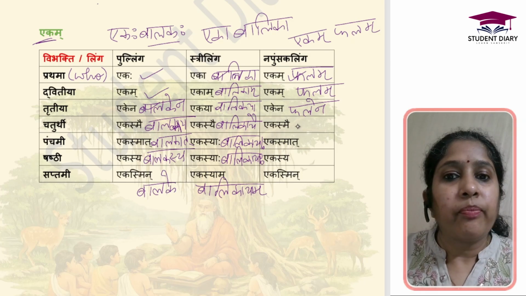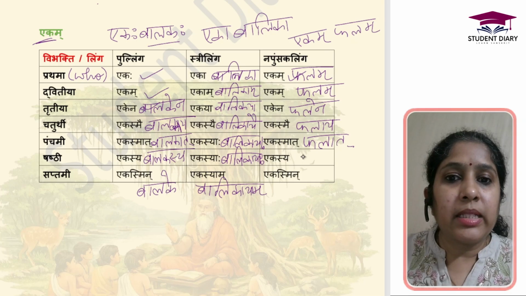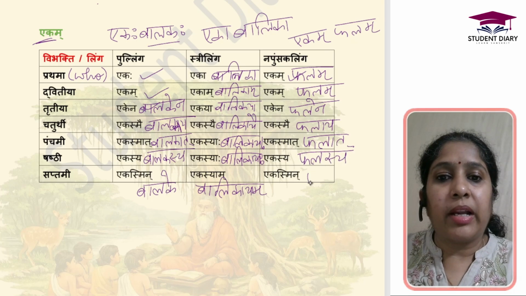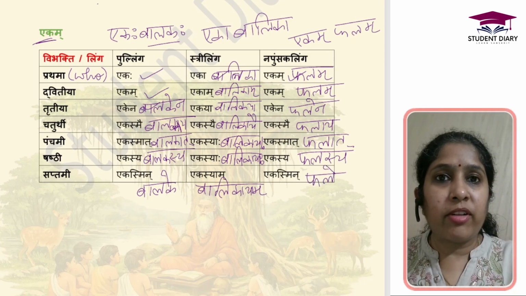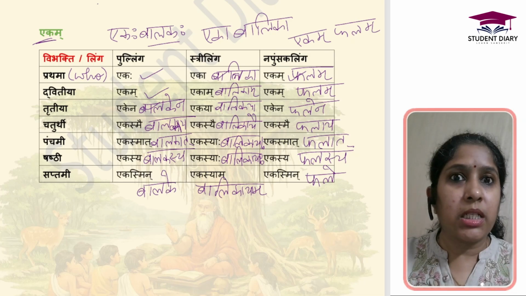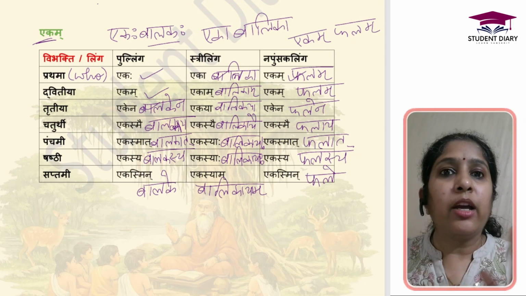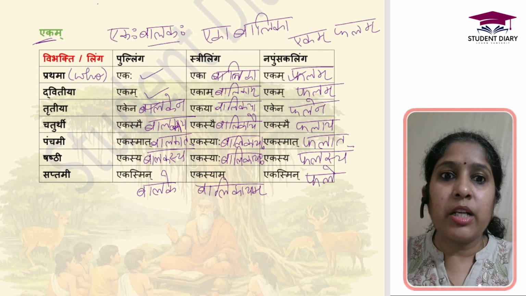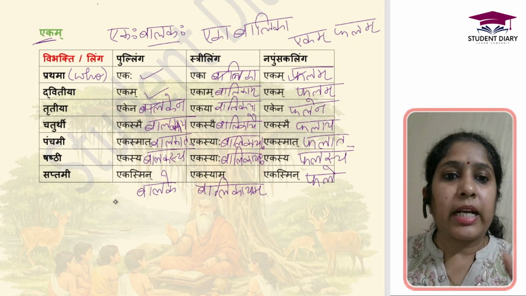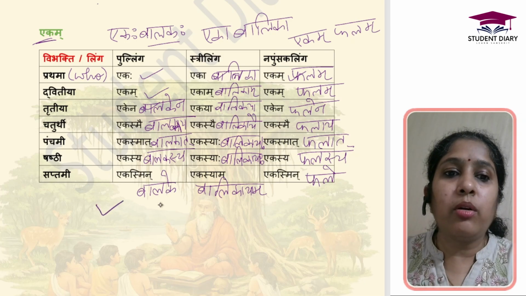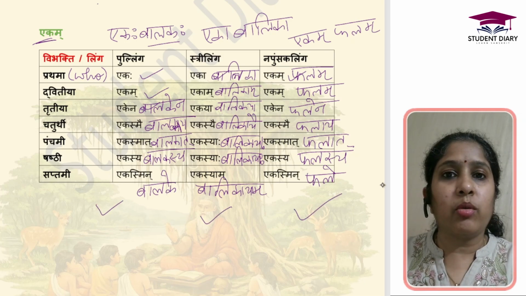So you just have to remember pulling and striling, and in napunsakling, just one word you have to remember. So it is ekasmai phalaya, Chaturthi Vibhakti. Ekasmat phalat means from one fruit. Ekasya phalasya means of one fruit. And ekasmin phale means in one fruit. Okay, one can never be in dvivachan and bahuvachan. Just remember this thing, right? I hope everyone has understood the Eka Shabdroop. This is the only table you have to remember for one. This table is covering pulling, striling, and napunsakling also.